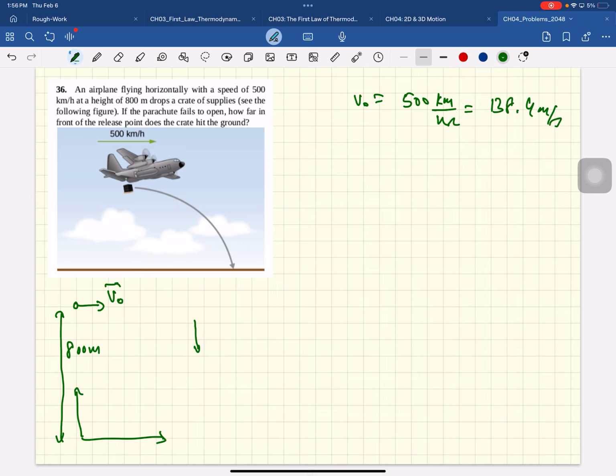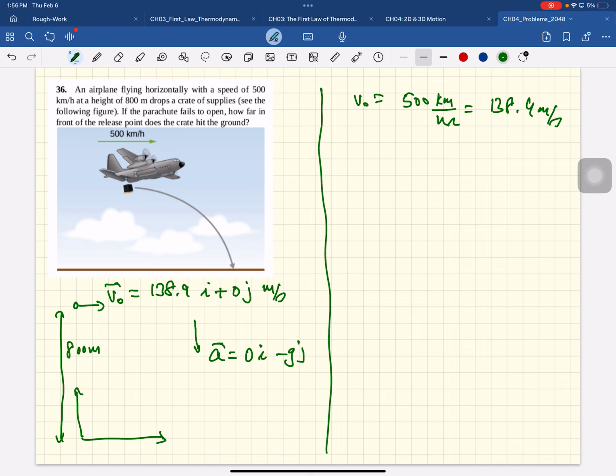Okay, so V naught is 138.9 i plus 0 j meters per second. The acceleration is, okay, I forget the acceleration. What is the acceleration? Negative 9.8 meters per second squared. 0 i minus g j.